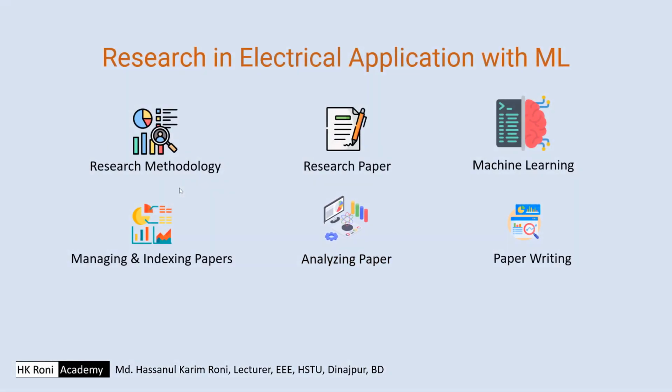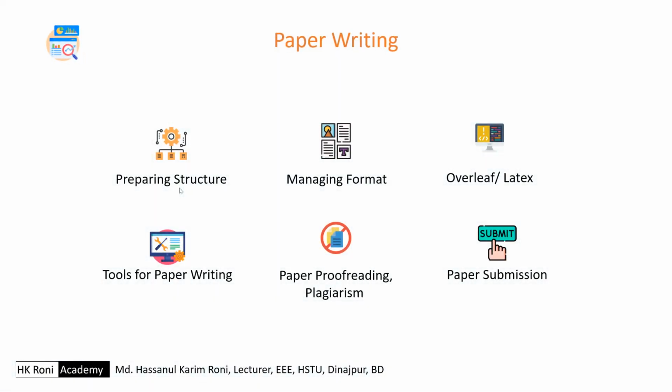After that, the final step is the paper writing process. When you are writing a review paper, and we'll be focusing on review papers in this workshop, you need to first prepare a structure for your paper. We will see how the literature suggests doing the structure preparation. We will collect a format for your targeted journal or transaction. We will use software like Overleaf or LaTeX to prepare a draft of your research paper.